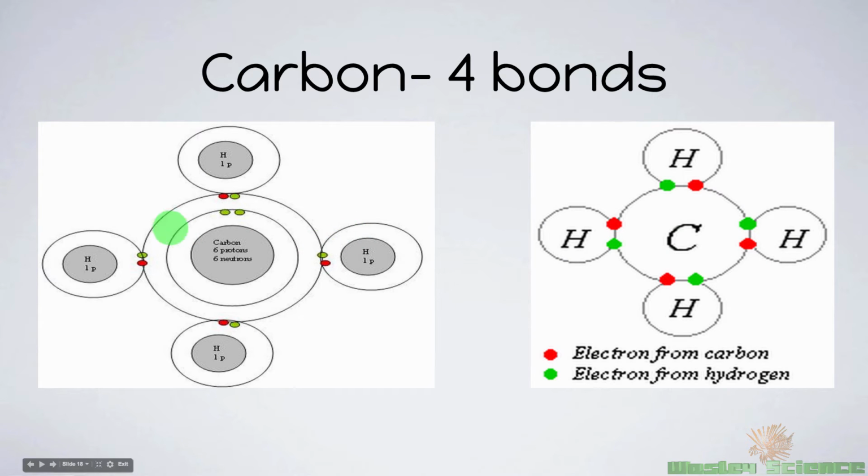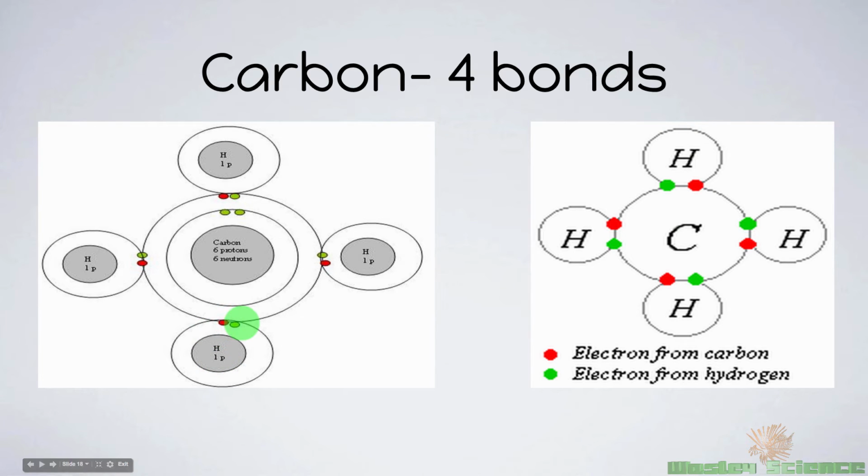And what we can see right here is that we have hydrogen, hydrogen, hydrogen, hydrogen, and the red represents hydrogen's electrons, and the green represents the carbon in the middle's electrons. So you can see here that this is a bond, this is a bond, a bond, a bond. The hydrogen on this side is happy because it wants 2 electrons to feel full. So is this one, and this one, and this one.